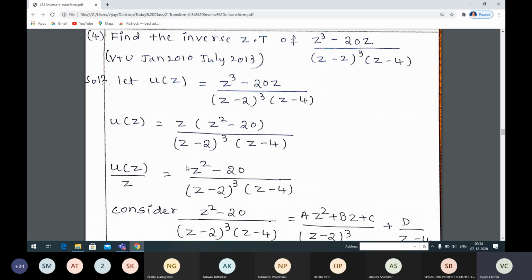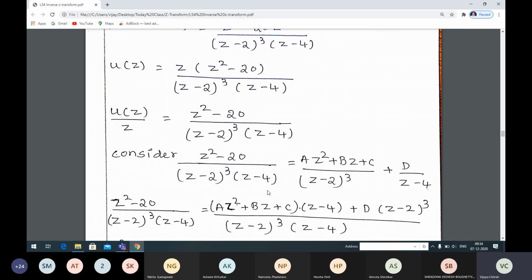Now we have to resolve this by using partial fractions. We can write (z square minus 20) divided by (z minus 2) raised to 3 (z minus 4) as equivalent to (az square plus bz plus c) divided by (z minus 2) raised to 3, plus d divided by (z minus 4), because we have already taken a, b, c, the next constant will be d. So d divided by z minus 4, right? Now by proper substitution of z, we need to find a, b, c, d.